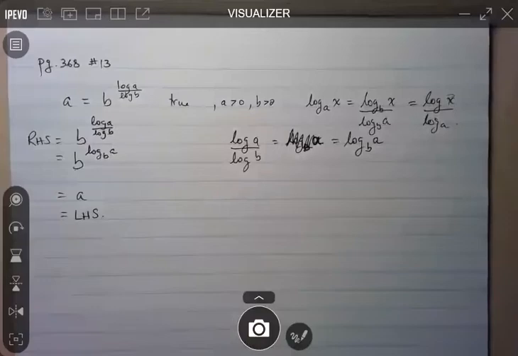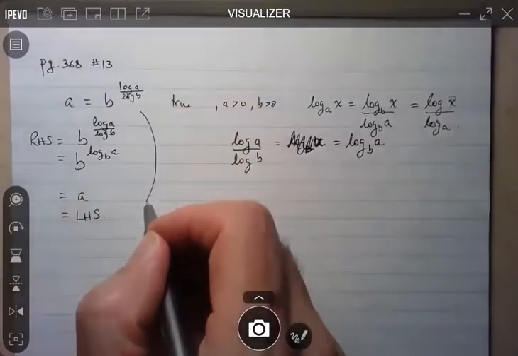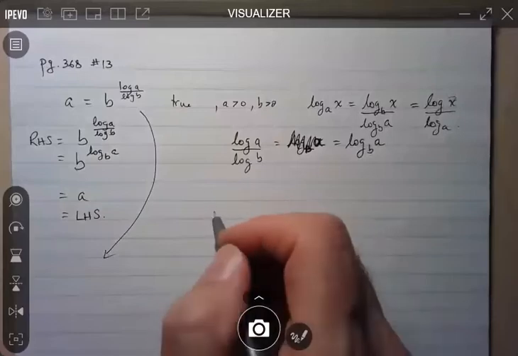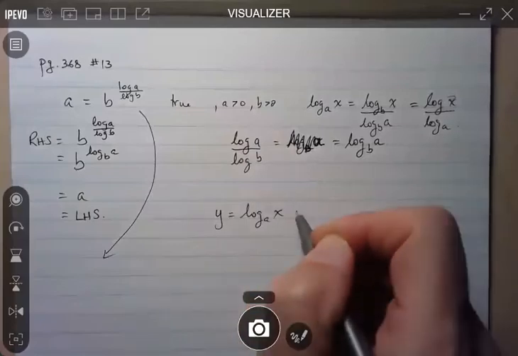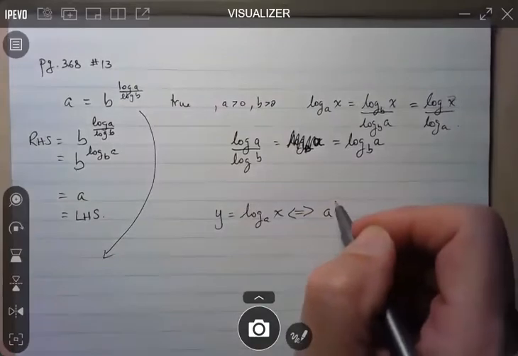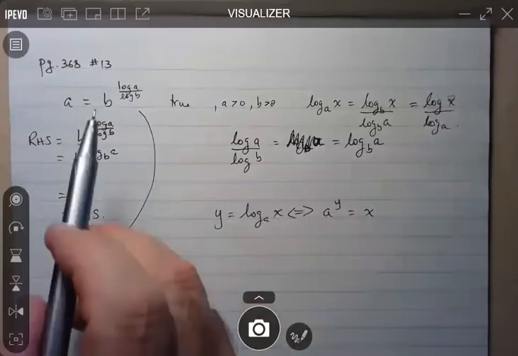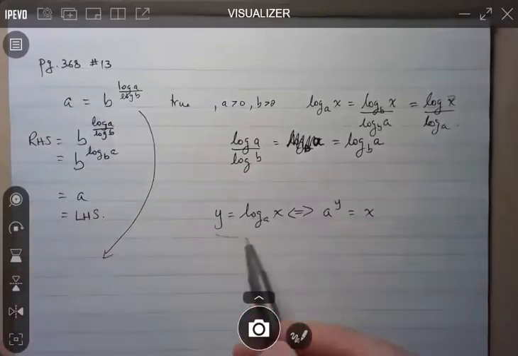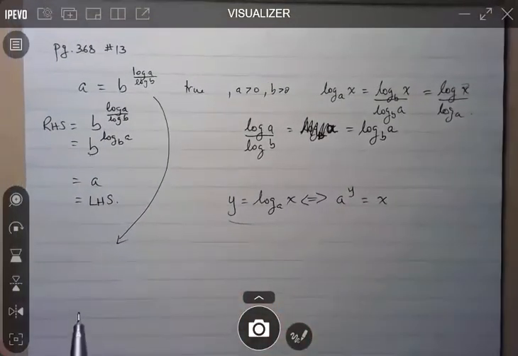So another way of solving it would be to rewrite this in exponential form. Remember our other rule that y equals log base a of x is the same as a, the base, to the exponent of y is equal to the result of x. So if I take this exponential expression and go backwards and write it in logarithmic form, what does that look like?